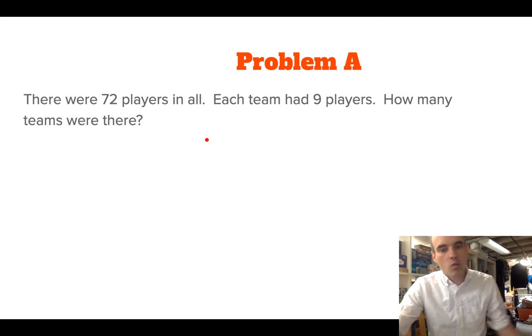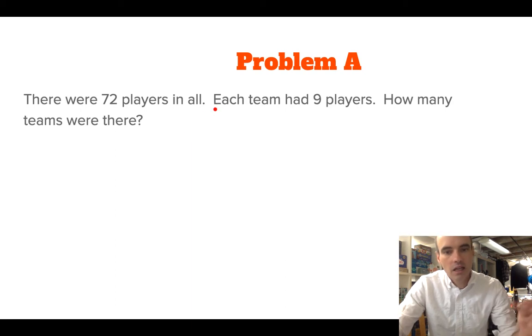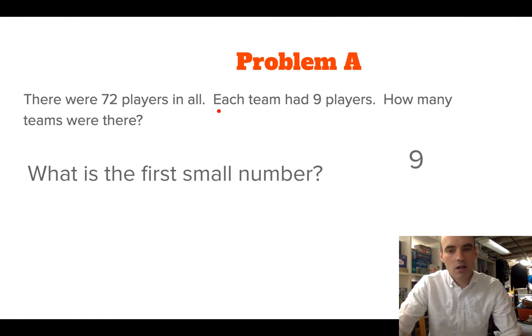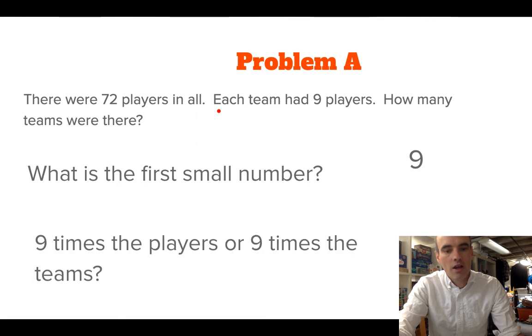So what sentence in there tells us that it's a multiplication? It's going to be this sentence: each team had 9 players. So what's the first small number that we have? It's going to be 9 because that's our each number. Are there 9 times the players or 9 times the teams? That's another way of saying, are there more players or more teams? In this case, there are more players. 9 times as many players.